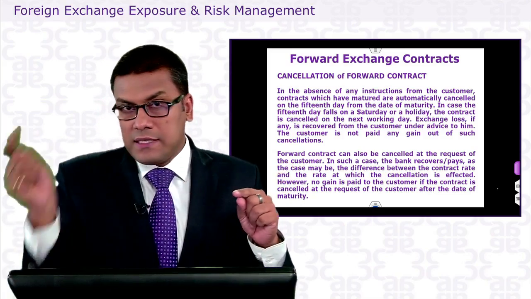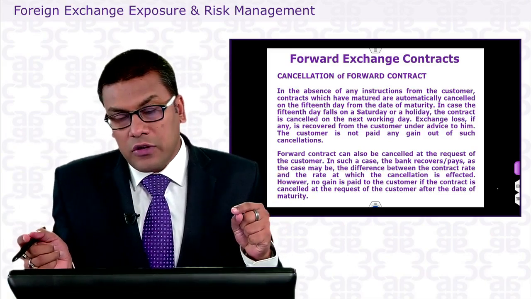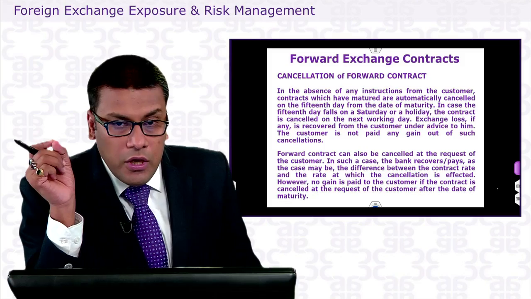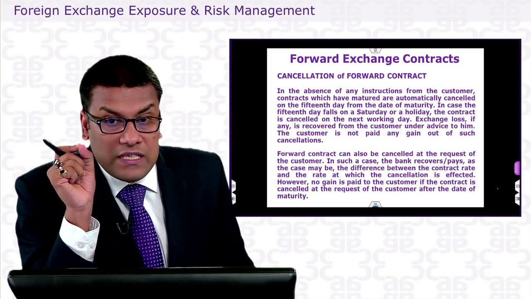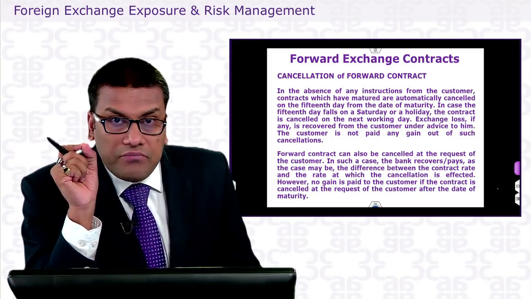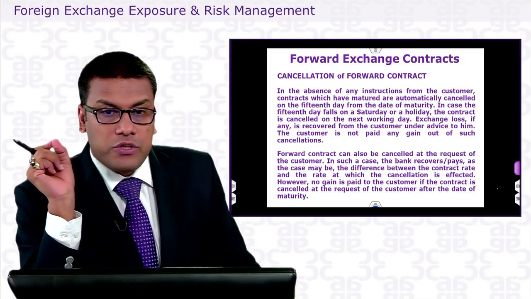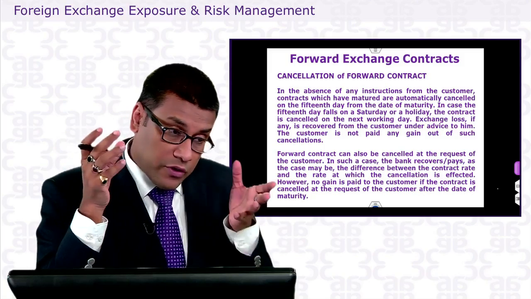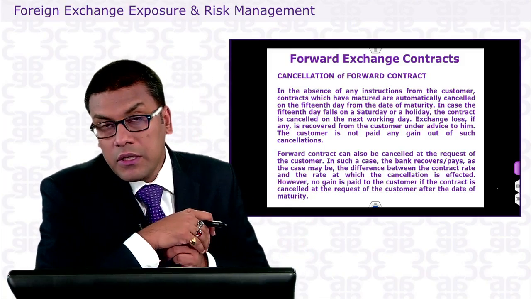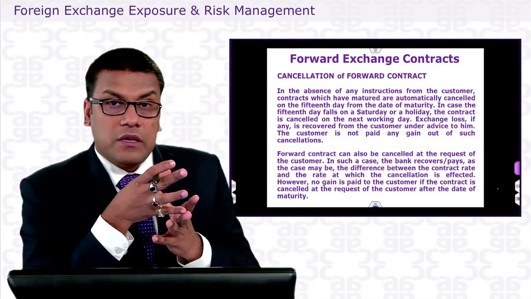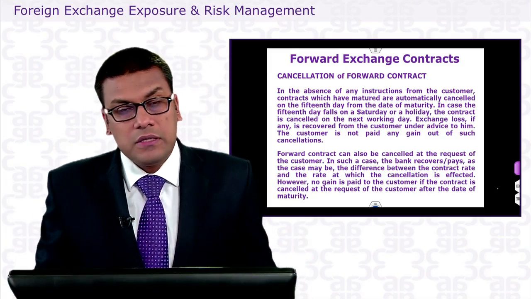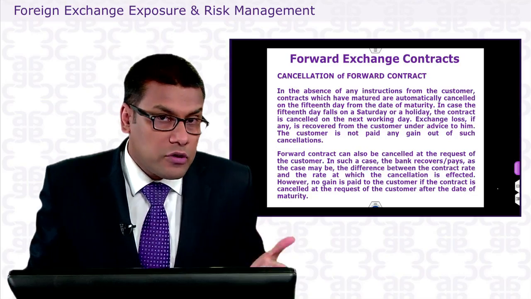Now it has to cancel that forward contract. Cancellation of that contract might happen at some other rate, because there is a lag of 15 days, suppose. So any kind of exchange loss that has happened is recovered from the customer under advice to him, and the customer is not paid any kind of gain that could happen, because you have not instructed for the contract to get cancelled. It has automatically got cancelled on the lapse of 15 days. So if there is any loss, you have to bear that loss as a customer. If there is any gain, the bank will not pass it on.